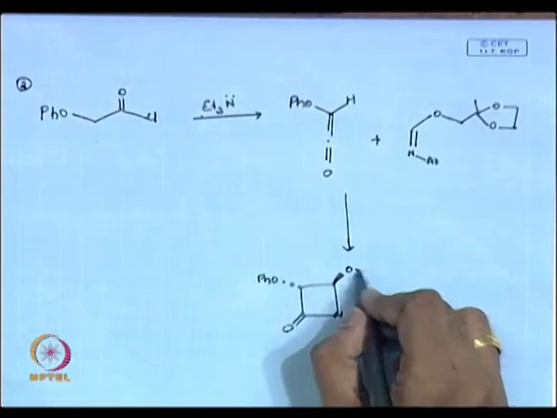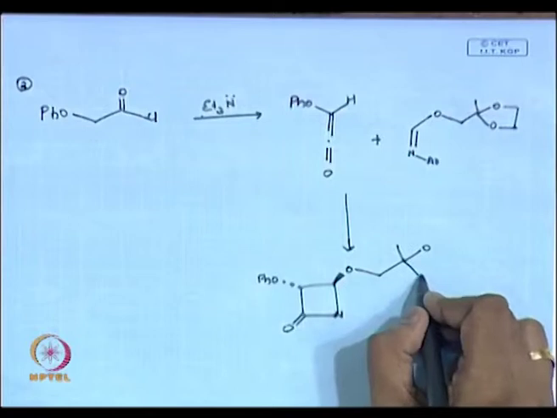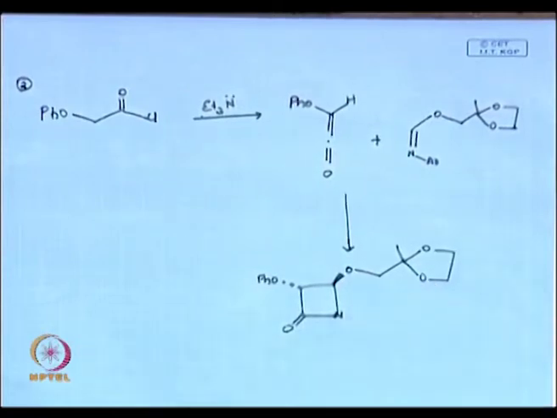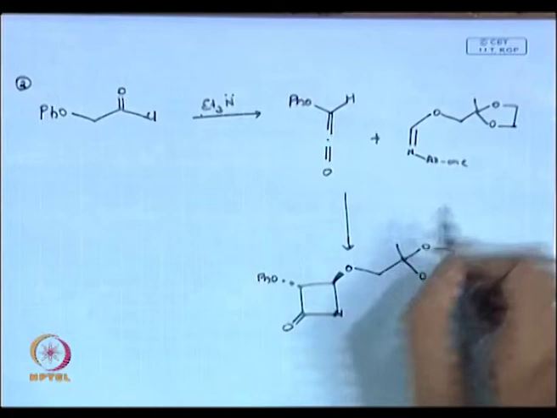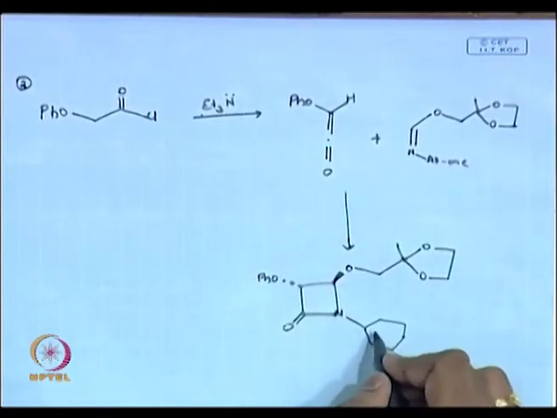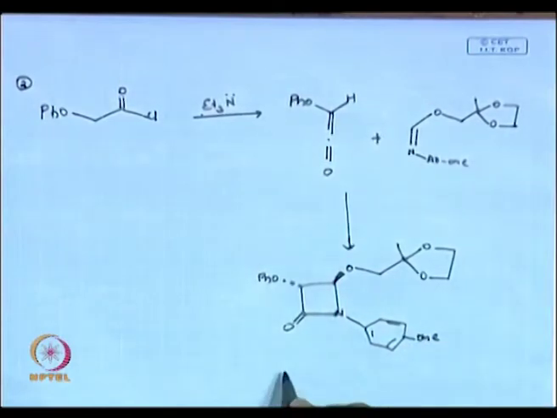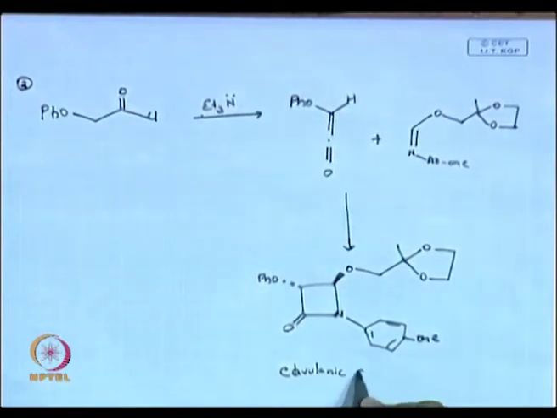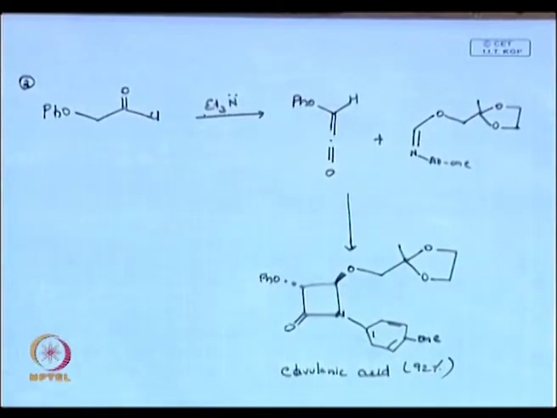O, you have an Ar, it is an aromatic group. Antibiotic molecule, it's clavulanic acid, right. You get 92% of this product, a very good beta lactam.